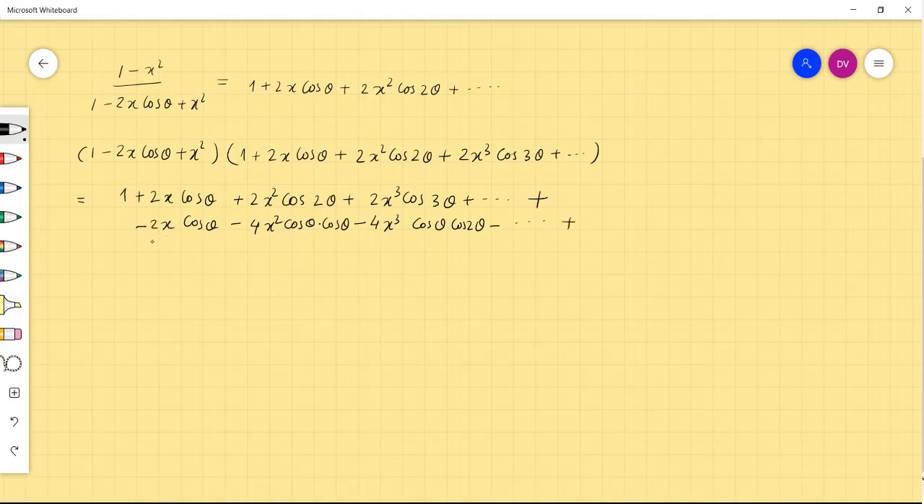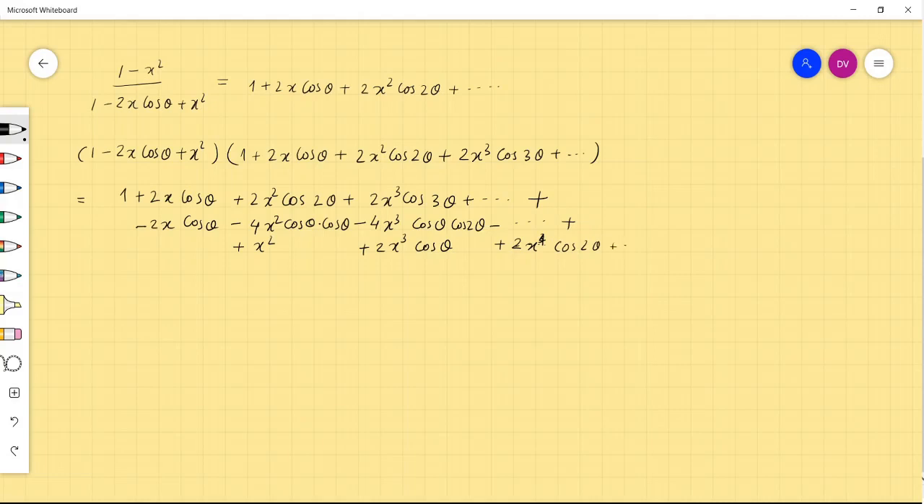Plus, then you have to multiply this bracket with x². So the first term will be x² itself, so that is plus x². Then you have plus 2x³ times cos θ, plus etc. The last term will be x raised to 4 cos 2θ, etc.